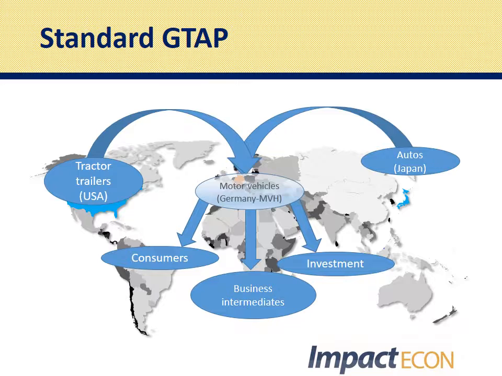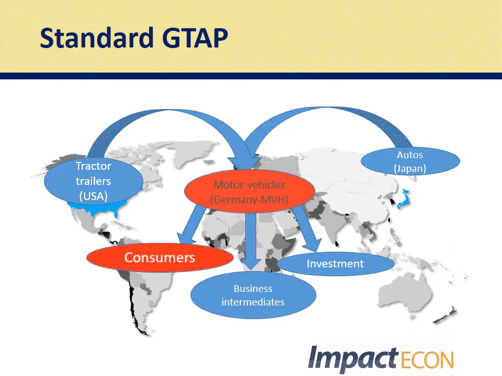Now let's assume we enact a policy which increases consumer demand for autos in Germany, affecting German imports of autos. We have an increase in consumer demand. In the GTAP database and model, this translates into an increase in MVH imports. At this point, in the GTAP model and database, no distinction is made between autos and tractor-trailers.